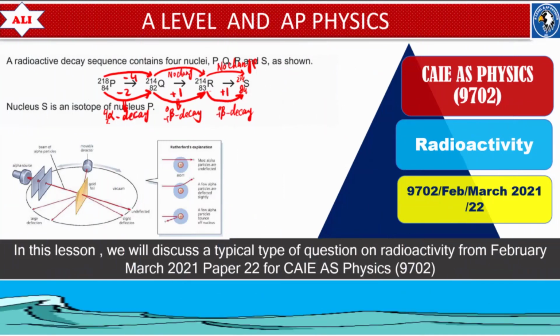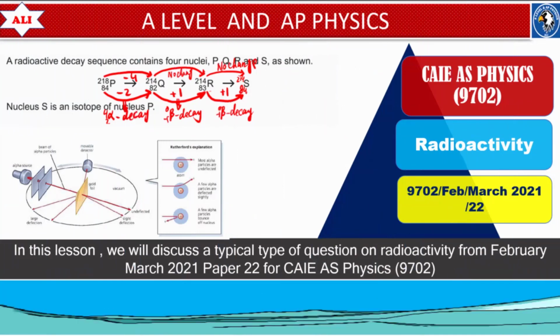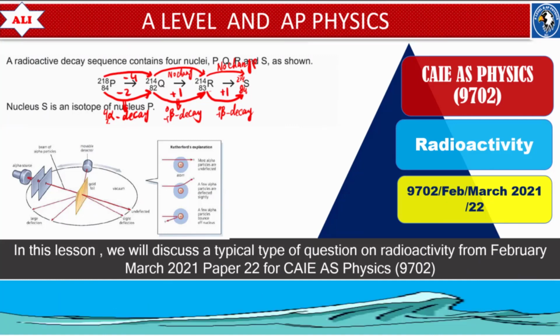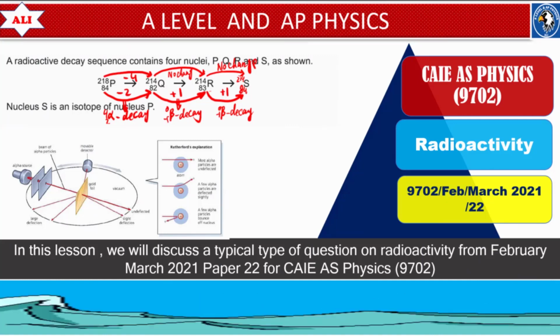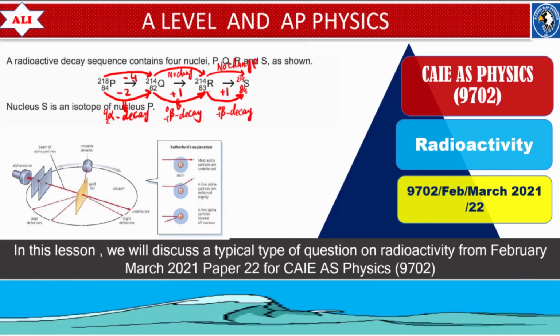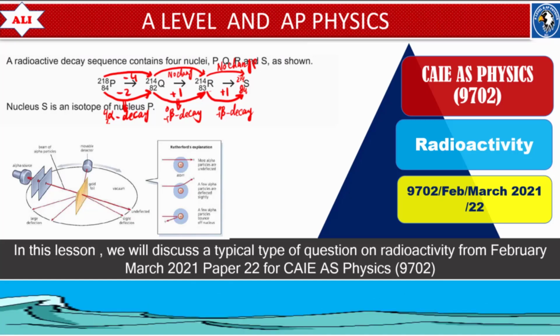Welcome to A-Level and AP Physics. In today's lesson, we will discuss a typical type of question on radioactivity from March 2021 paper 2. This paper is for Cambridge AS Physics 9702.